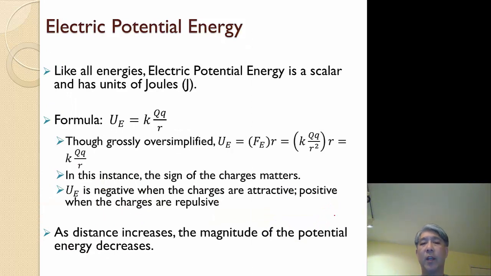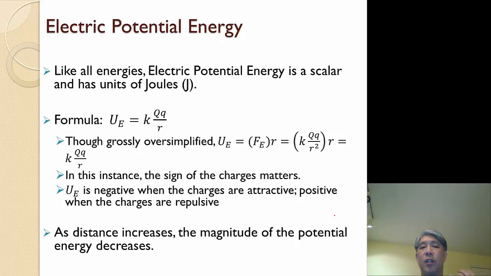One way we can think of this, and this is an oversimplification and is mathematically inappropriate because it's a calculus derivation, is that potential energy is force times distance, basically that work that I talked about before. And when I multiply that force, which is kQq over r squared, just Coulomb's law, times r, one of the r's on the bottom cancels, and I'm left with the formula for potential energy, which is kQq over r. The actual derivation is actually pretty complicated.